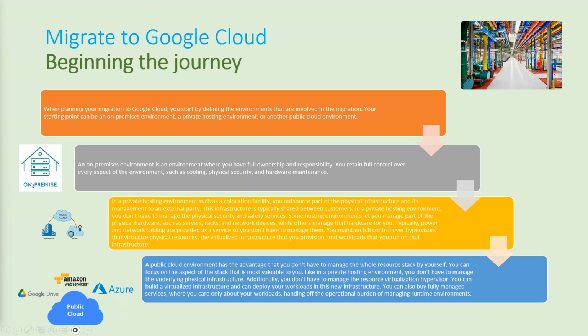For example, with an on-prem environment, you have full ownership and responsibility. Basically, on-prem, you have full control. You have the complete responsibility for how you manage your physical security, hardware maintenance, cooling, heating, security, all these things. So that's basically your on-prem, right?